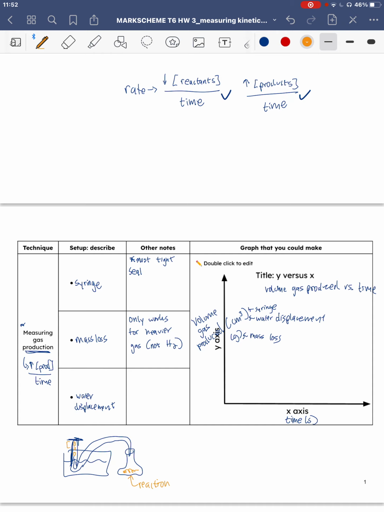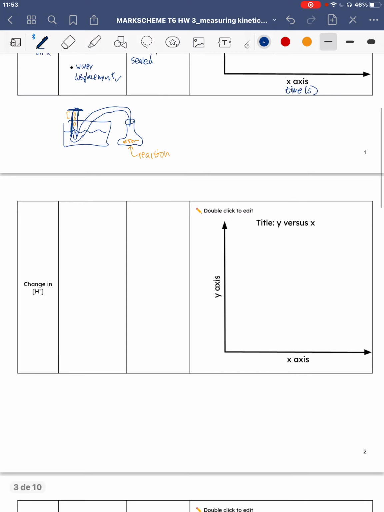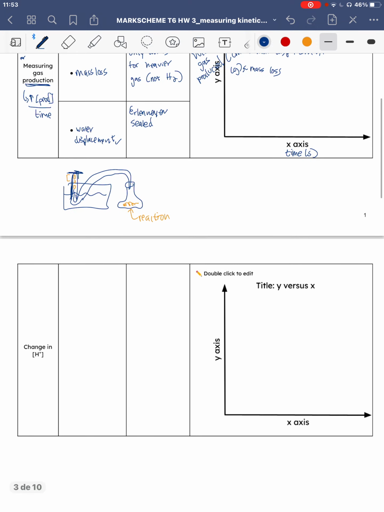And there's a video of this in the slides. You also need to make sure that the Erlenmeyer is sealed so that you don't get any gas escaping. And same situation with the syringe and water displacement for the graph that you could make.